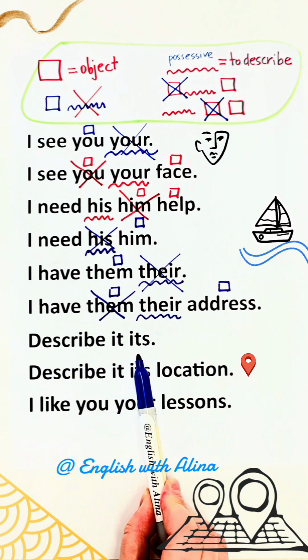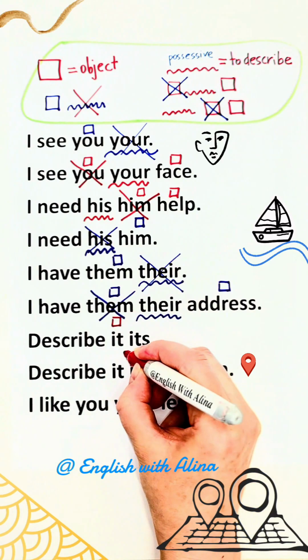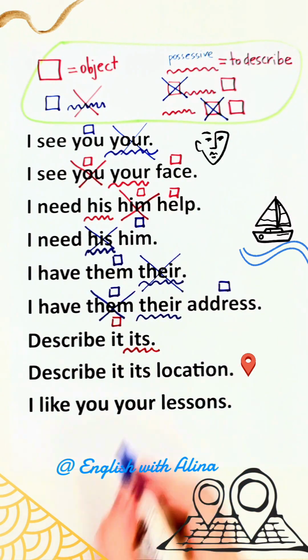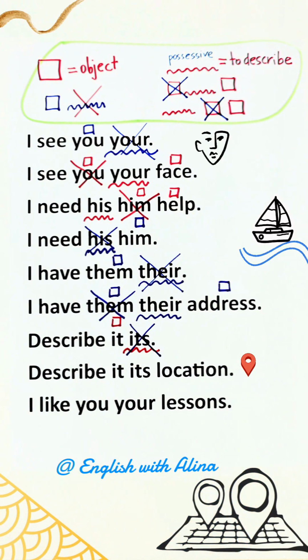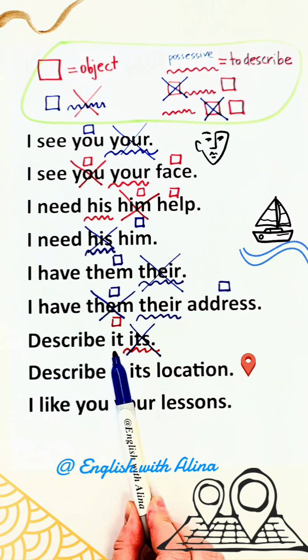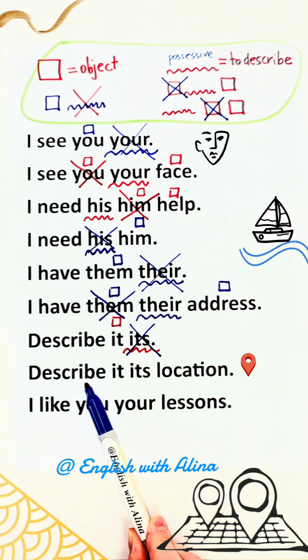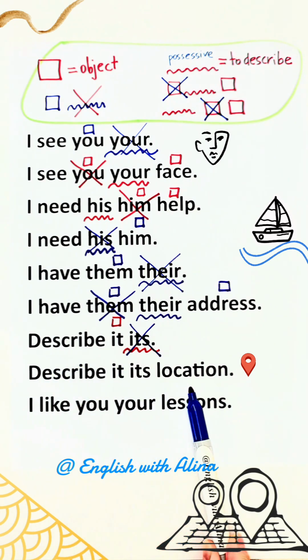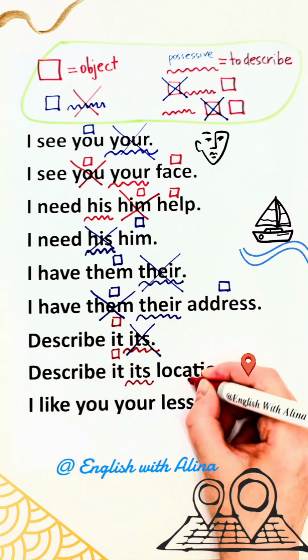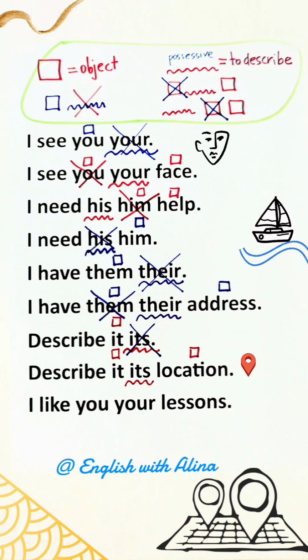Describe it or its. It is an object. Its is a possessive. Drop the possessive. Describe it. Describe it or its location. Its is a possessive. It is an object. Location is an object. Drop one of the objects. Keep the possessive. Describe its location.